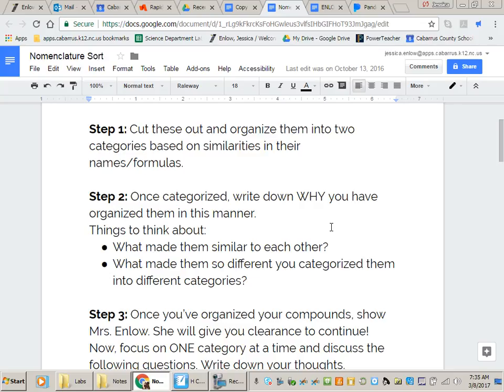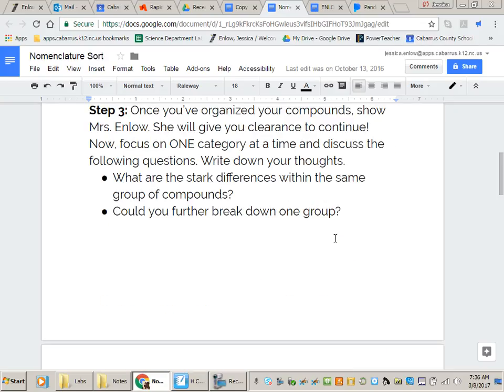So now further segregate them based on some other similarities you see within the category you made. Within your ide category, how could you make that into 2 groups? I need to see that, and then we're going to discuss. Focus on one category at a time. Look for differences that you can categorize based on.